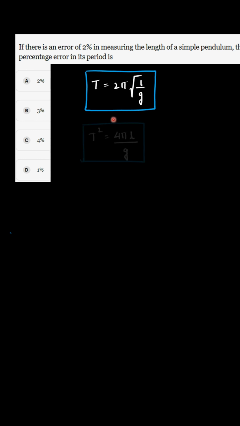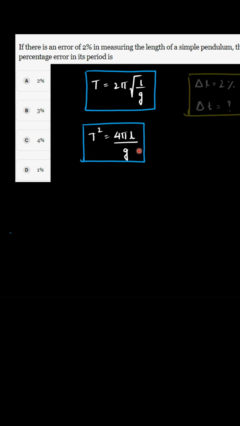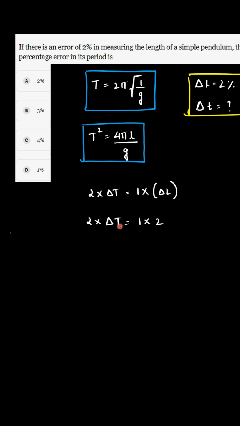If there is an error of 2% in measuring the length of a pendulum, then the percentage error in its period is. I know that the value of T is given by 2 pi square root of L over g. Let me square on both the sides. I'll be getting the value of T square as 4 pi square L over g. Delta L is given as 2%, delta T is asked. 2 multiplied by delta T would be equal to 1 multiplied by delta L. So 2 multiplied by delta T would be equal to 1 multiplied by 2. Cancelling 2 on both the sides, delta T is going to be equal to 1%.